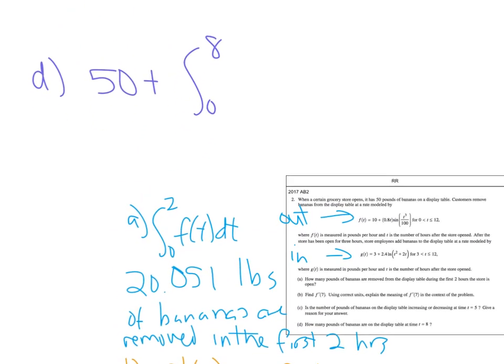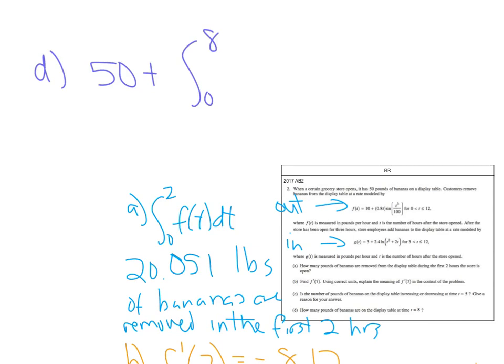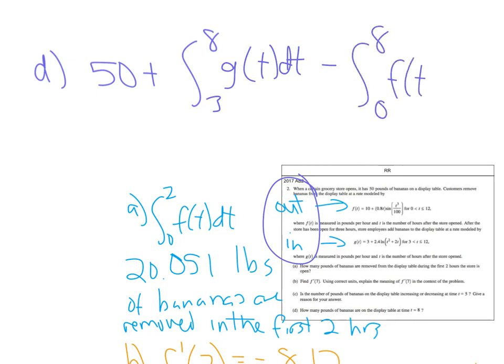Okay, so I have to take into account how many were added. So how many were added, that's a G function, but G didn't start until 3 hours in. So add in the G of T's. That was a close one. Got to pay attention. I even wrote it right there and then I forgot. And then subtract the F of T's, because f of t is how many we're taking off the display counter and table, whatever it is, and then g is how many are being put back by employees.